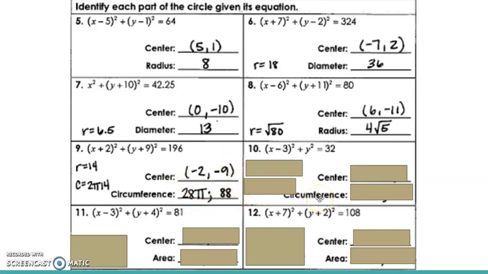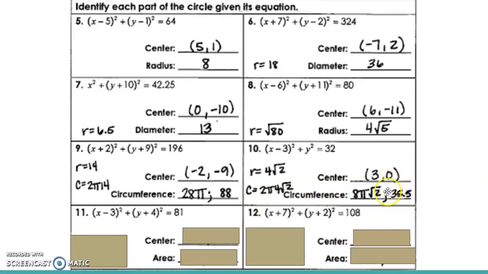Number 10 is also asking for the circumference. So again, after I figure out that my center is (3, 0), I can find my radius. This one's written as a square root, but I want you to do yours as a decimal right now. We are going to multiply that by 2 and π to get our circumference. Our final answer is going to be approximately 35.5.